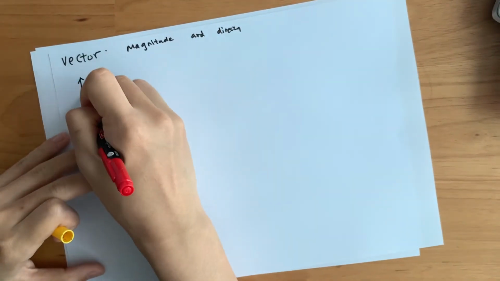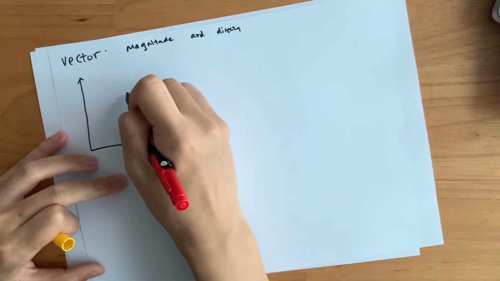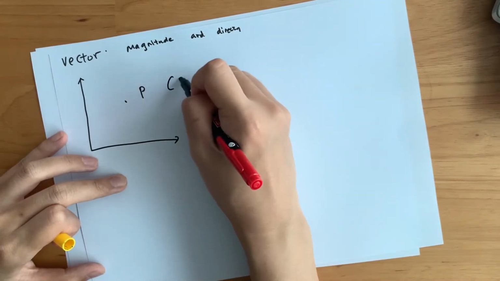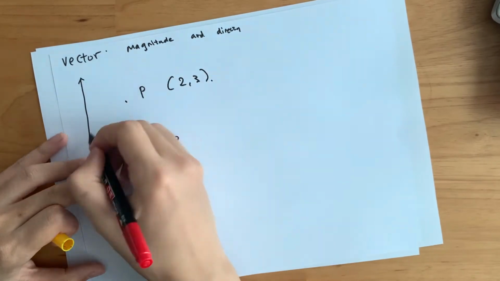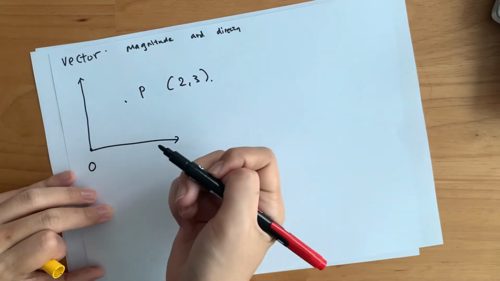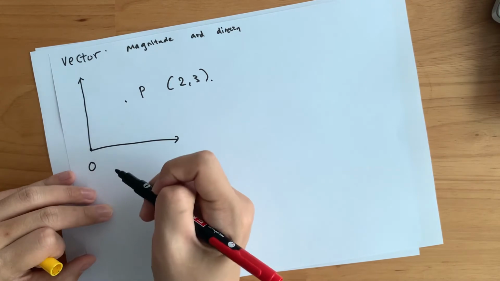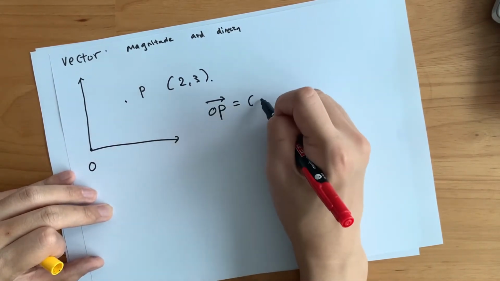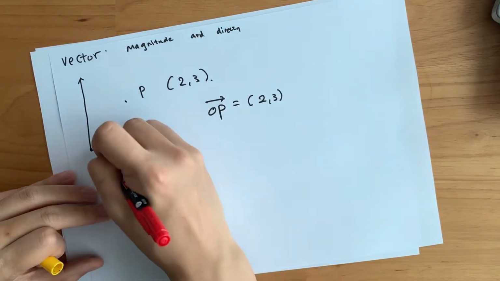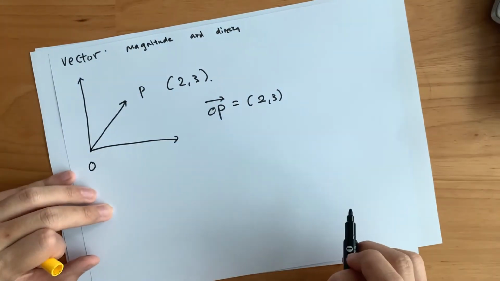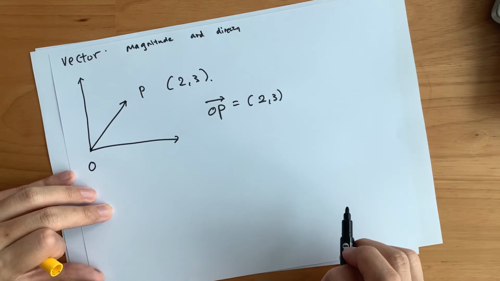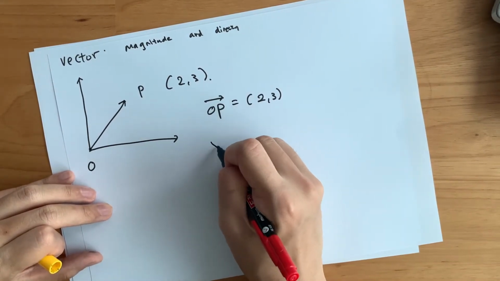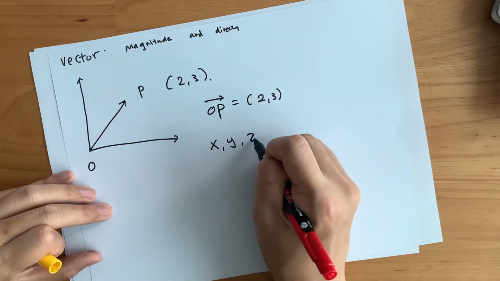So let's say, for example, we have a point P, and let's say this is (2, 3). We call this the origin, or O. Then OP can also be represented as (2, 3). So we just represent it like this. Very simple, right? So it can be represented in x, y, z coordinates.